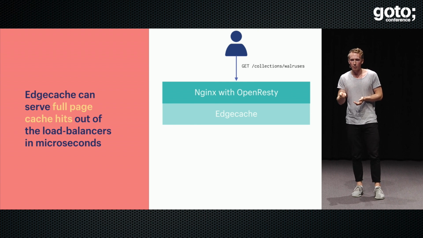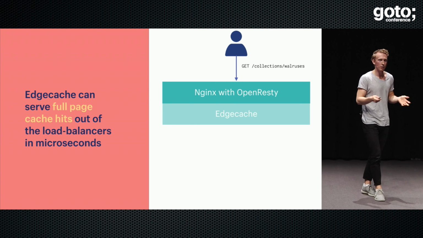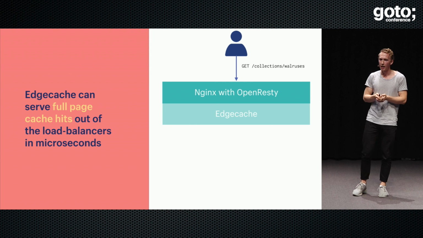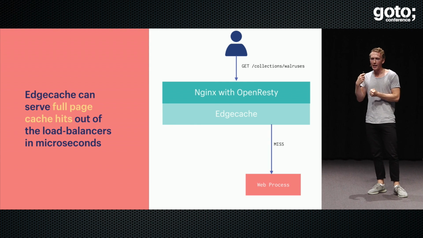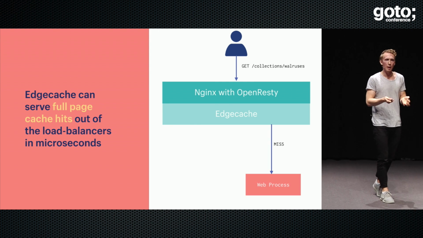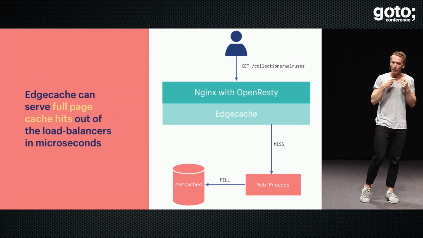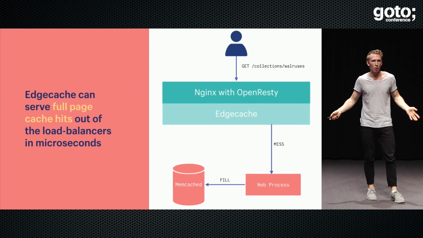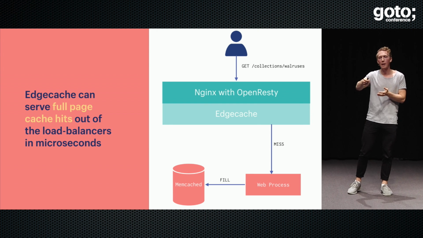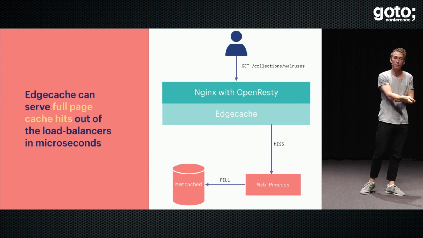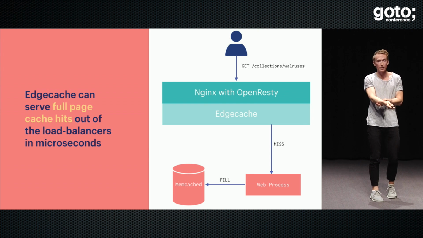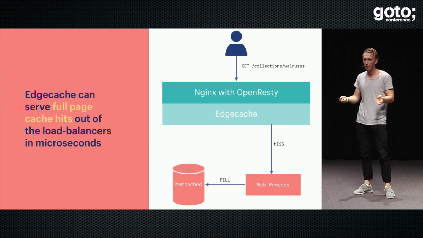So you can imagine a request coming in, it's getting some collection filled with Walrus products, and you have a cache miss. You get to the web application tier, but when you're fulfilling that request, getting all the data from the data stores and rendering the response back to the user, we're also filling the request into the cache so someone else can be served from it. Really, really simple stuff, nothing novel.